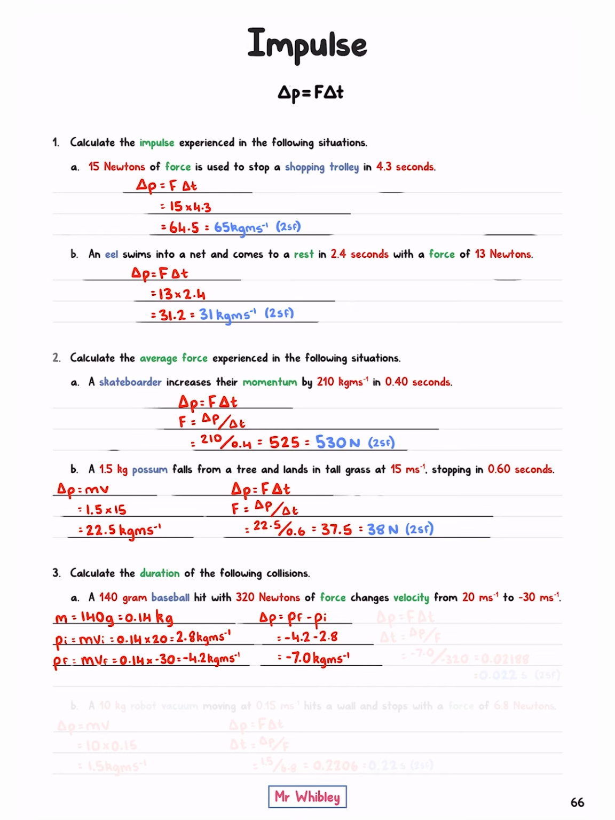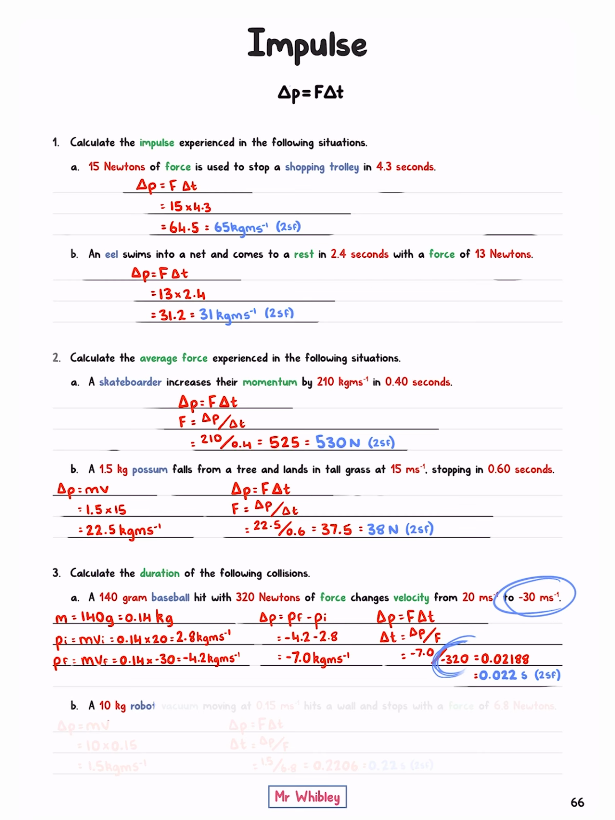Finally, we can use our impulse equation, solving it for time by dividing both sides by force, putting in our change in momentum and our force, and note that I've made our force negative 320 because we know that the force is in the direction of the final velocity, and our final velocity is also negative. That gives me 0.02188 or 0.022 seconds to two significant figures.